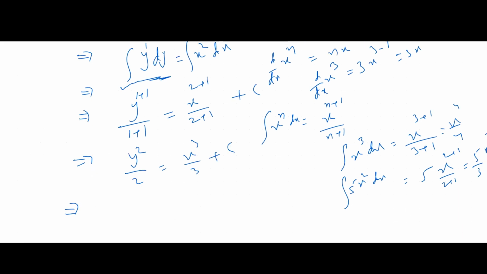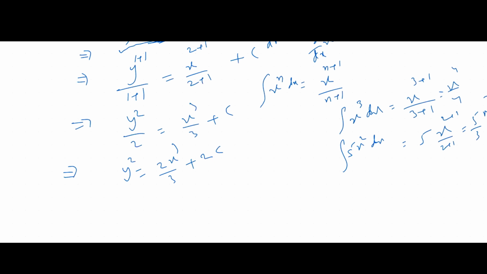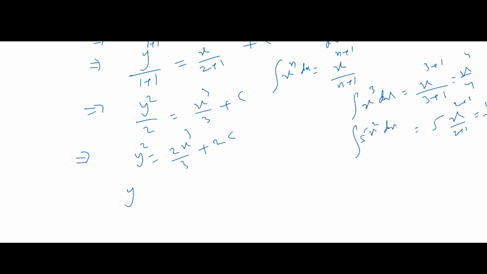Or if we want to write y in terms of x, we can just multiply by 2 on both sides. It's going to be y squared equals 2x cubed over 3 plus 2c. Let's say this is 2c, and this is small c. We can write 2 over 3 x cubed, and this is 2c. I can just replace it with a capital C, no problem, because 2c is an overall constant, so I can just replace it. Or you can sometimes write 2c1 and then replace it with C.